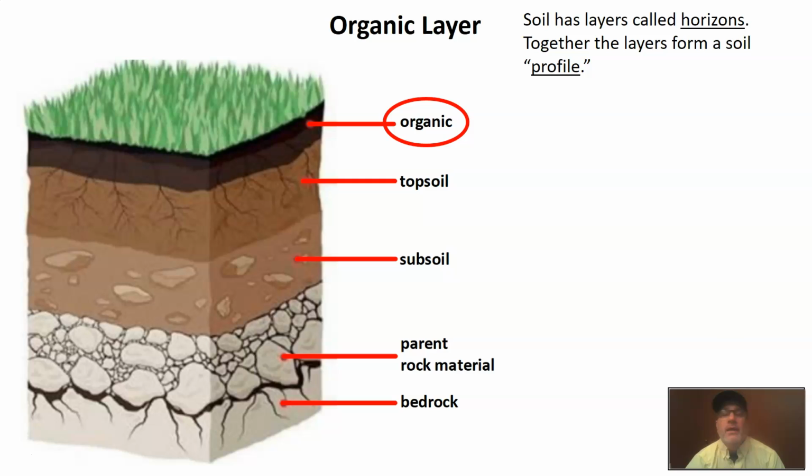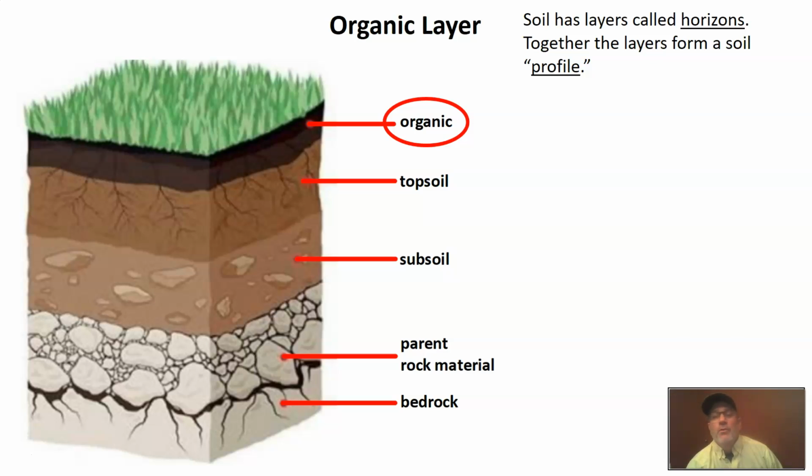So when we look at soil layers, we don't call them layers, we call them horizons. Together, if we have several layers of soil, one on top of another, we call that a soil profile. And so we have five basic layers in most soils. The top layer is something called the organic layer. Next, we have the topsoil layer, followed by the subsoil layer. Then we have a parent rock layer. And then underneath that, we have bedrock, which is that layer of solid rock.